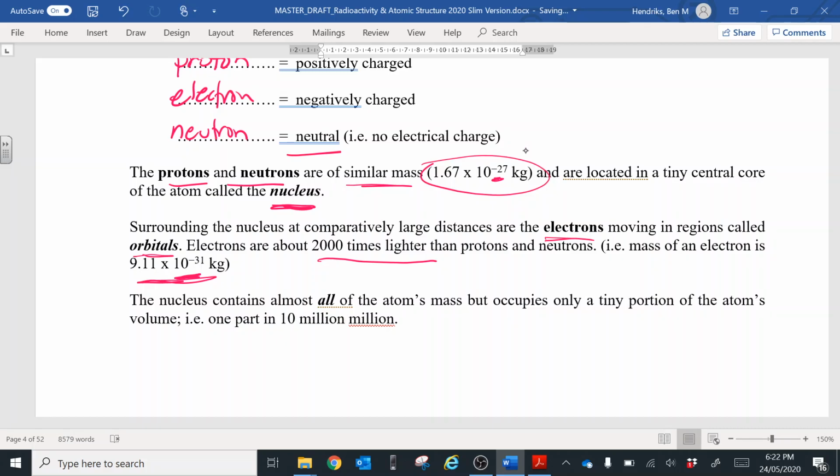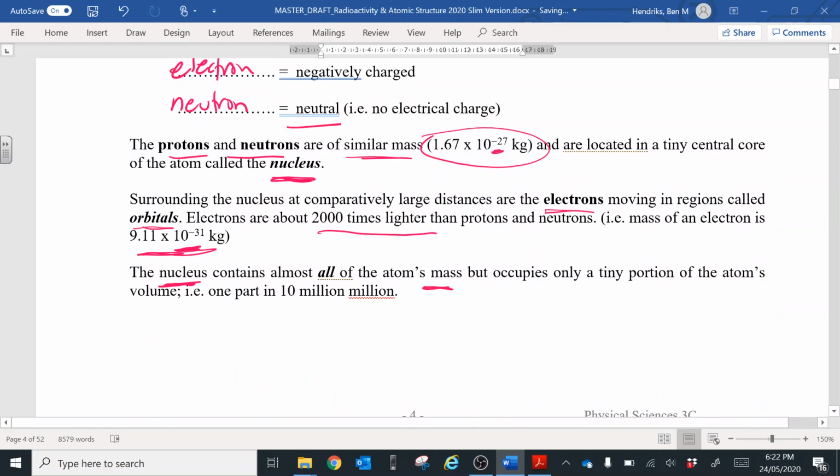Alright, so here it says the nucleus contains almost all of the atom's mass, but occupies only a tiny portion of the atom's volume, or space, i.e. 1 part in 10 million million.